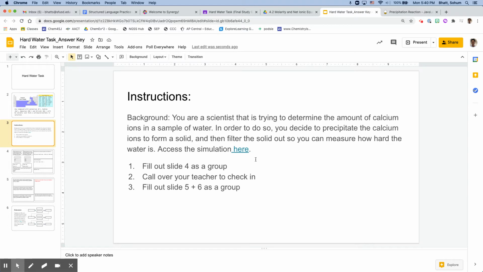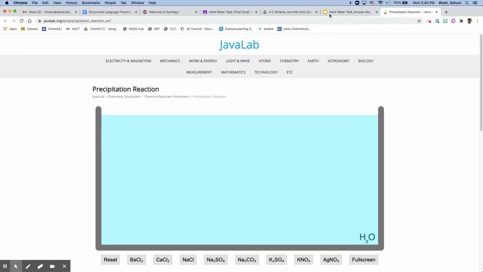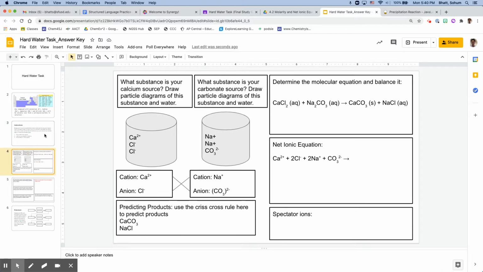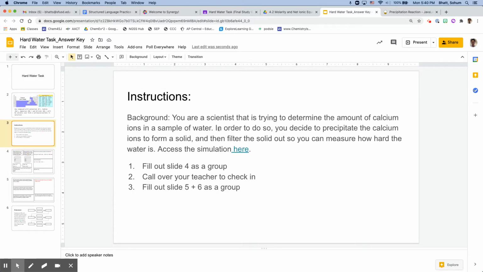All right, so this is the answer key to the hard water task. By now, you should have read the background. You should have taken a shot at this simulation. The simulation is right on this screen right over here, and I'm going to walk through this in video form so you have the answers and support that you need. Remember, the goal of hard water is to figure out how much calcium we have.